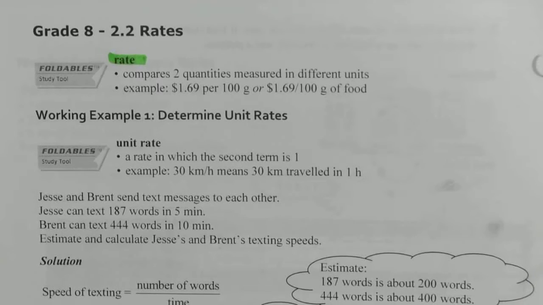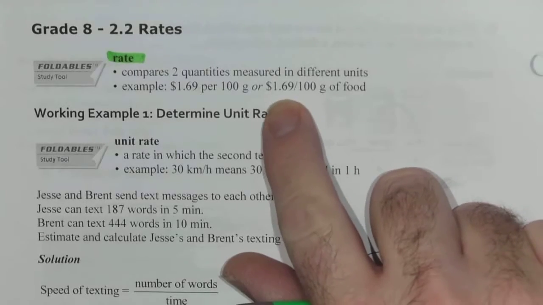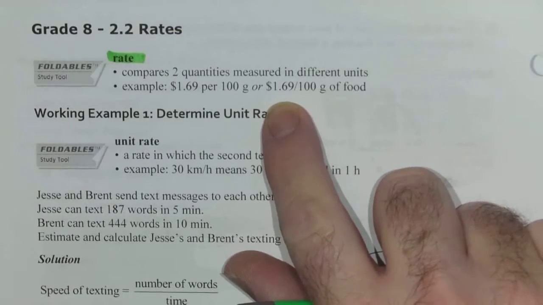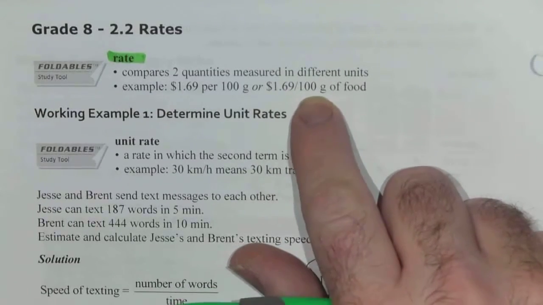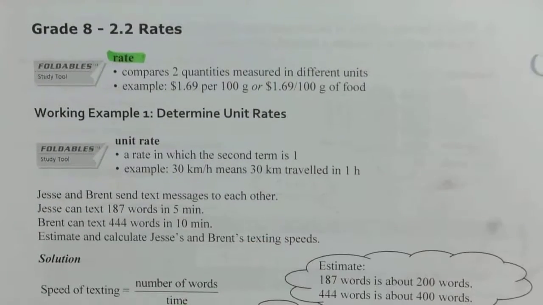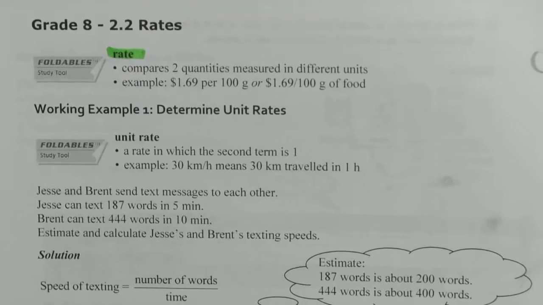of that item, like if you go to the deli to order meat, bologna might be $1.69 per 100 grams. And you will frequently see it written this way, where you've got the price, and then a little slash, that means per 100 grams of food. Alright, so that's one definition.